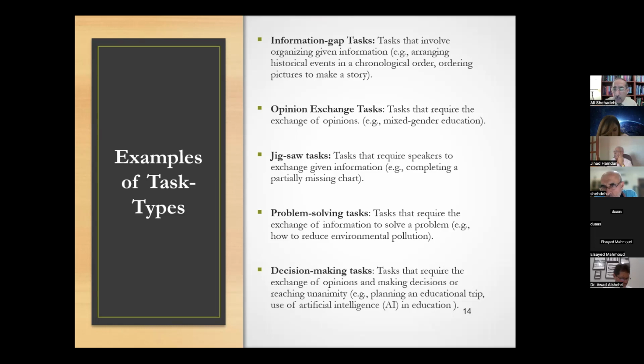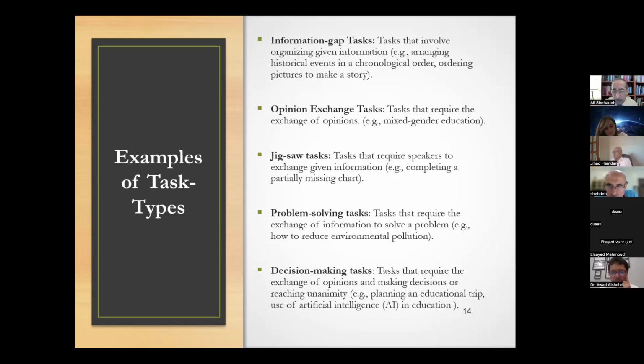We have what we call jigsaw tasks that require speakers to exchange given, specific information. For example, completing a partial missing chart. So, for example, if we have 3 or 4 students working together, student A should communicate before student C can communicate. So it should be A, B, and C. Problem-solving tasks require the exchange of information to solve a problem. For example, how to reduce environmental pollution. All right, an example. And of course, you can find hundreds or thousands of examples.